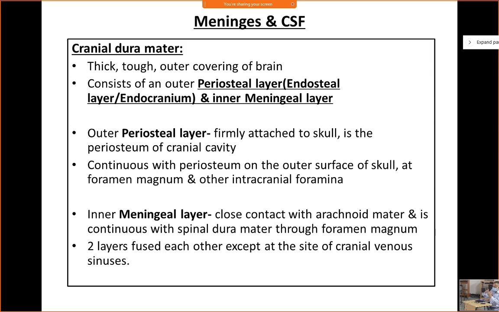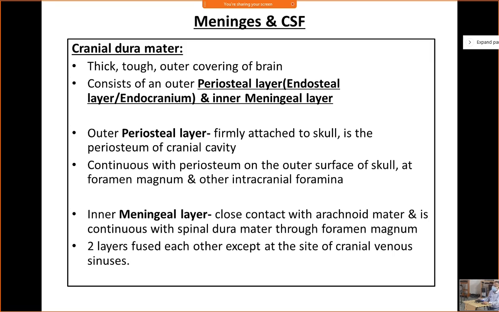So it intimately covers the inner surface of the skull bone. Another layer is the inner meningeal layer, which actually covers the surface of the brain. The outer periosteal layer is firmly attached to the skull, as I have already said, and is the periosteum of the cranial cavity. It is continuous with the periosteum on the outer surface of the skull, because the outer surface of the skull also has a fibrous covering, that is periosteum.